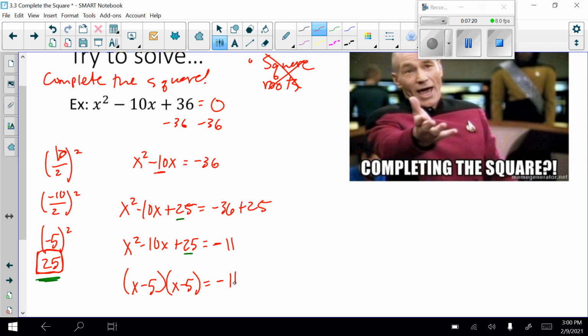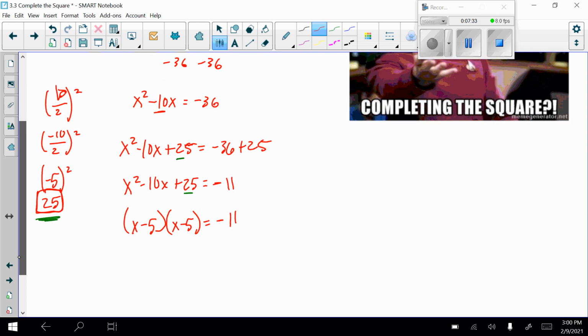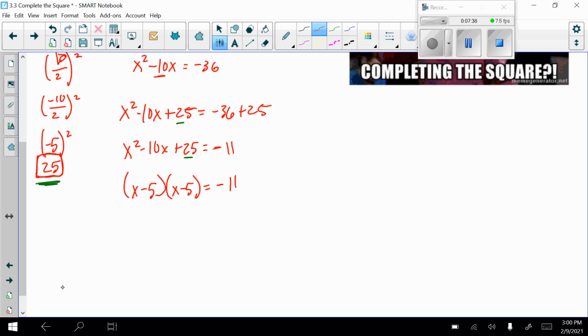That equals negative 11. And so I just factored the left side to be x minus 5 times x minus 5. That was the whole point of completing the square, so that I could factor this thing easily. Now I'm going to make a little jump here. X minus 5 times x minus 5 is just something times itself, so we can rewrite that as x minus 5 squared.